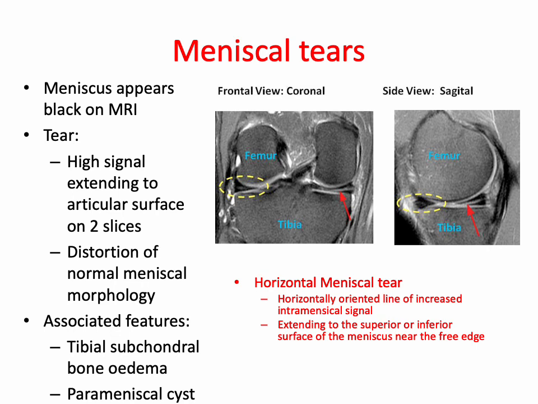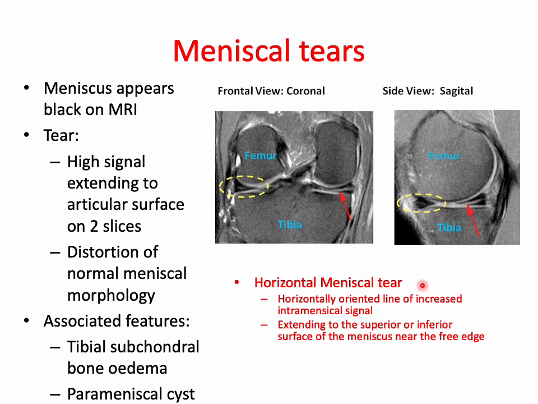There are some associated features that you can see, like parameniscal cysts or meniscal cysts, subchondral bone marrow edema as well, or meniscal extrusion. And there's a grading system for meniscal injuries as well.